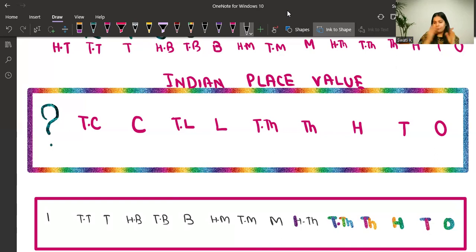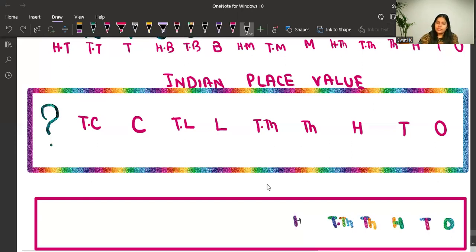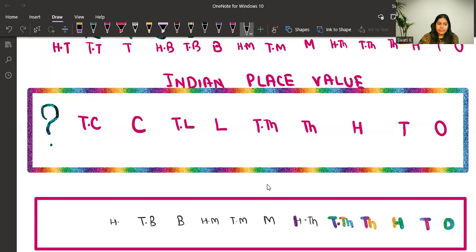I hope with this small video, you understood about the place value, the Indian place value system and the international place value system. I'll reshare the screen and write down the last part, which I was unable to write. Yes, okay. Things get erased sometimes. So ones, tens, hundreds, thousands, 10,000s, 100,000s, then million, 10 million, 100 million, then billion, 10 billion, 100 billion, then trillion, 10 trillion, and 100 trillion.